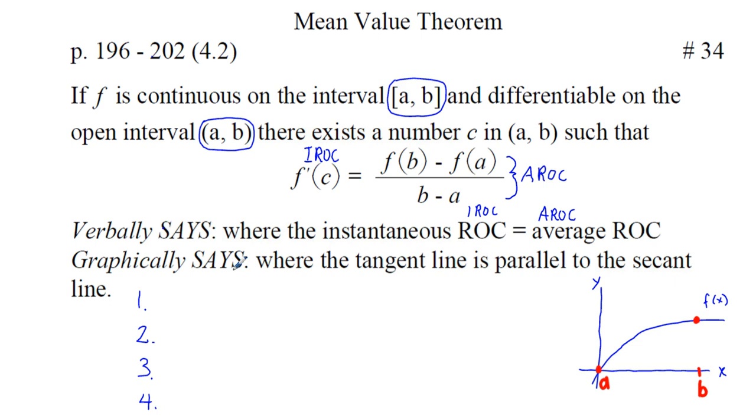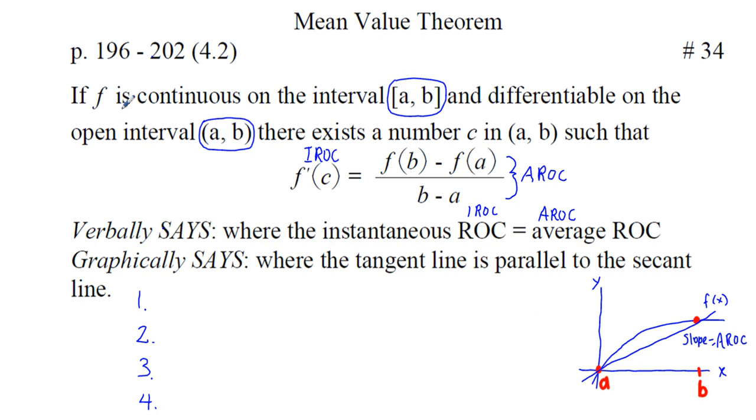And graphically, it says where the tangent line is parallel to the secant line, and I drew a little graph in advance here. And we have a closed interval between a and b, so if we make a secant line here, okay, that's not so bad, a little off, but anyway, the slope of the secant line is equal to the average rate of change.